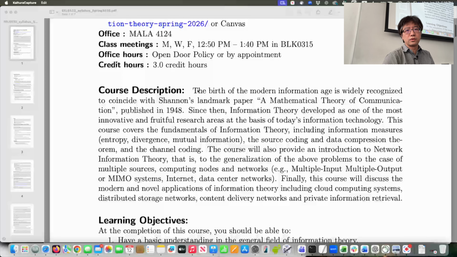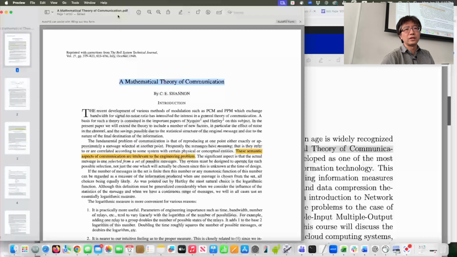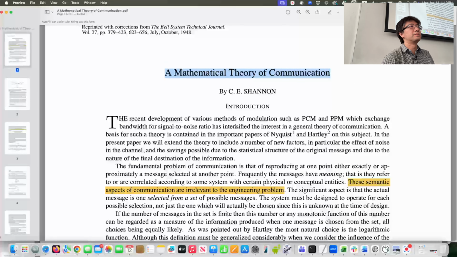So okay, this is the course description, and you can take a look at this. Basically, everything is from this seminal paper, A Mathematical Theory of Communication. I didn't put the paper here. It's a small book, actually, about 55 pages. I think in 1948 it was published in the Bell Labs Journal as a journal paper, and the next year it was published as a small book. It's very easy to read. So I have this paper here, you can take a look. I'll suggest everybody read this paper, okay?